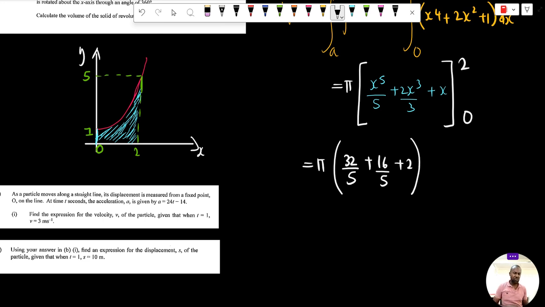Because all the terms are functions of x, when we substitute 0, we're just going to get 0. So we can basically say that this is going to be minus 0. And we can express this as a simple fraction. Oh, this should be 16 over 3, not 16 over 5.